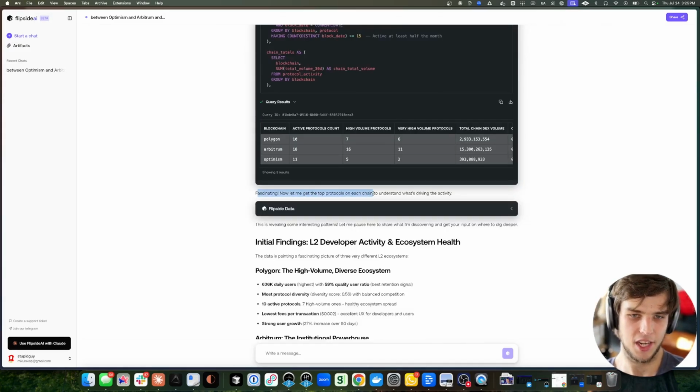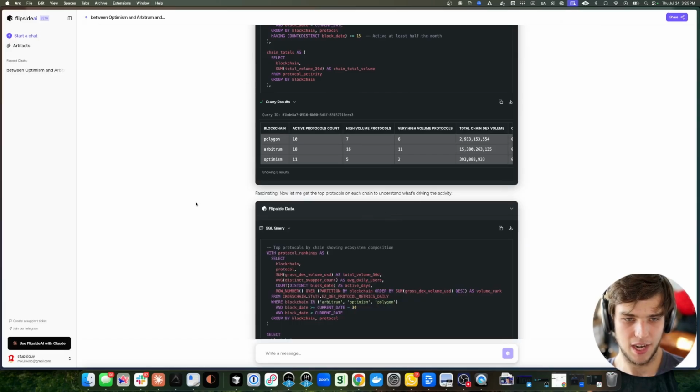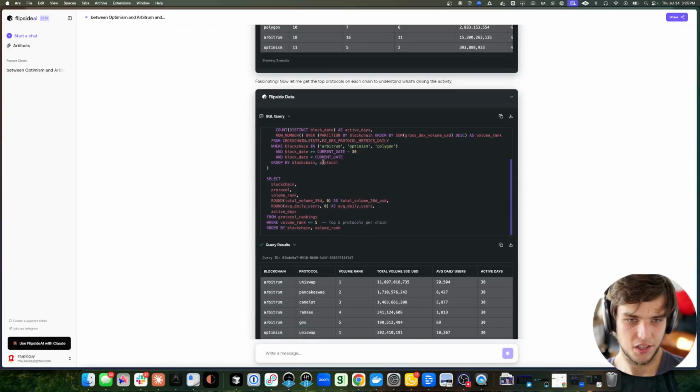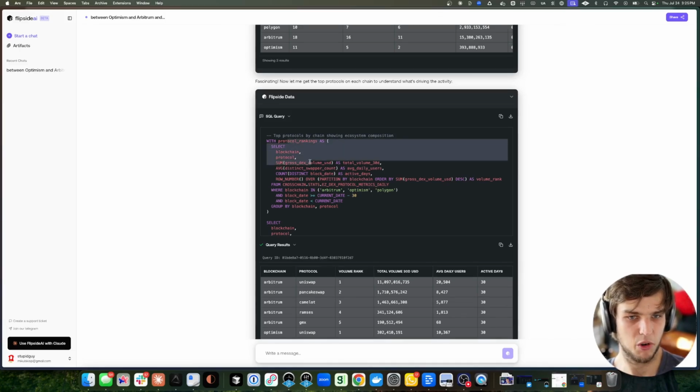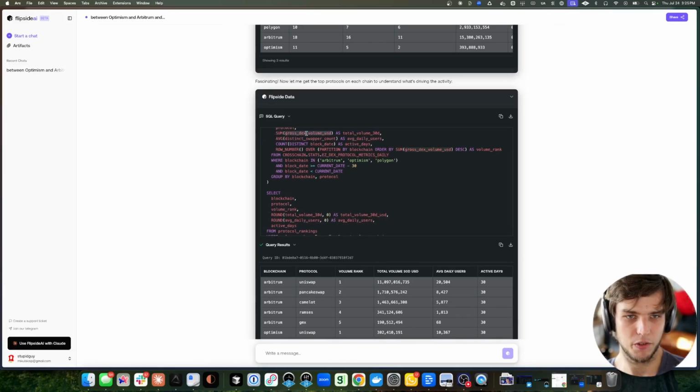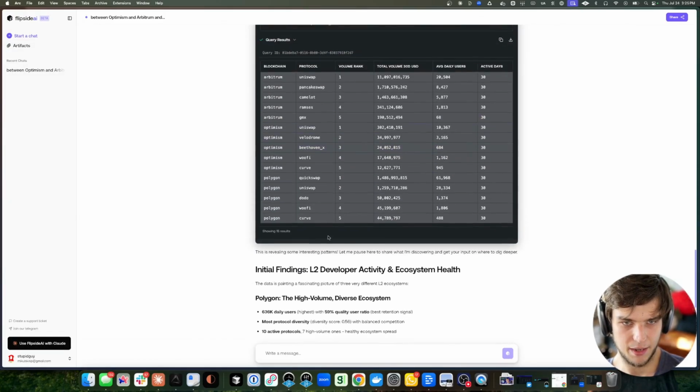Fascinating. Now let me get the top protocols on each chain to understand what's driving the activity. This is probably a more basic query that would be easier to assemble off the cuff. We're just looking at protocol rankings. We're looking at gross volume, distinct swappers, stuff like that. Nice little table rendered for us.